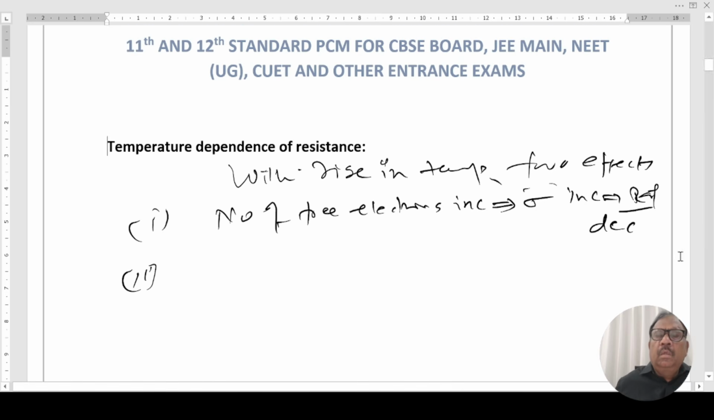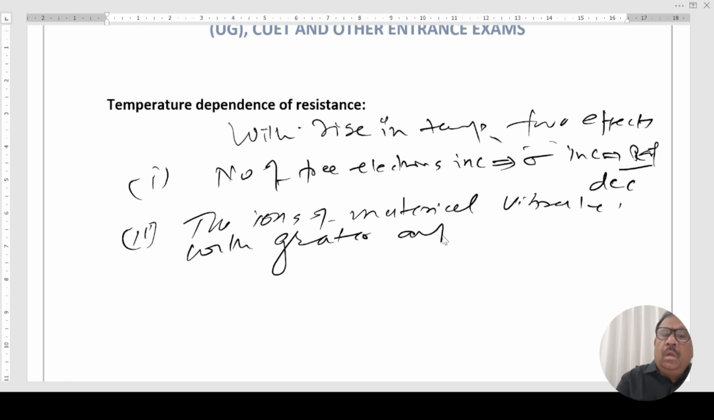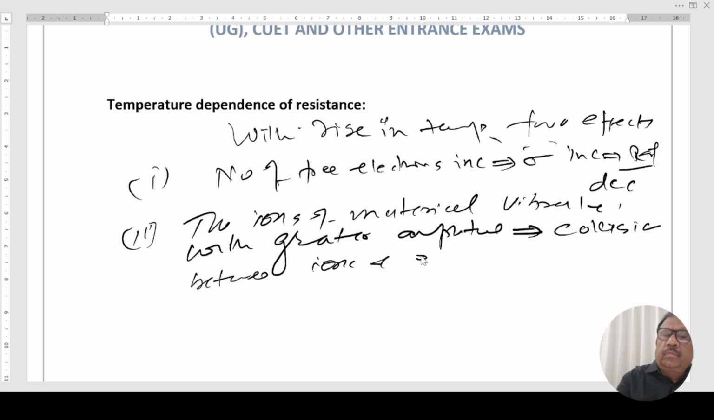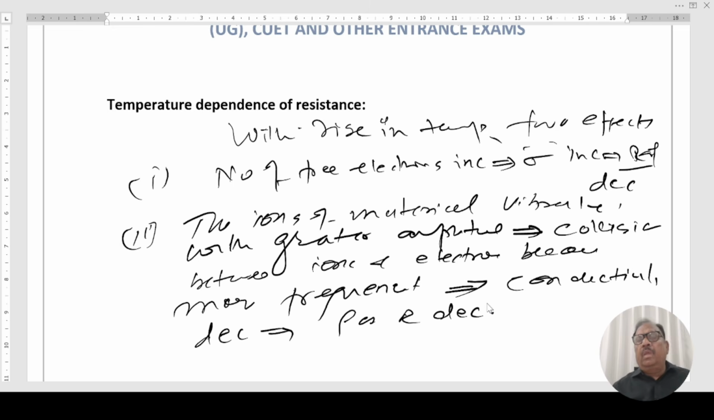Second, the ions of the material vibrate with greater amplitude, which in turn means collisions between ions and electrons become more frequent, which means conductivity decreases, which means resistivity or R increases, right?